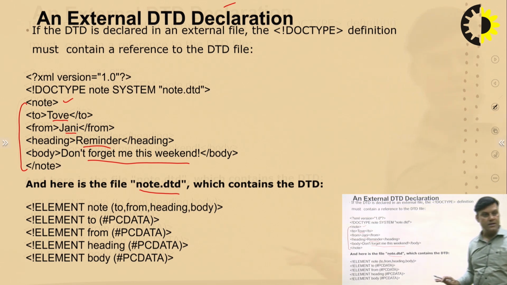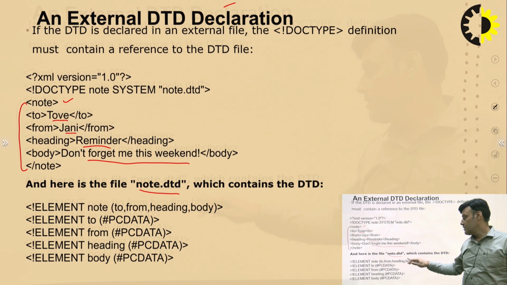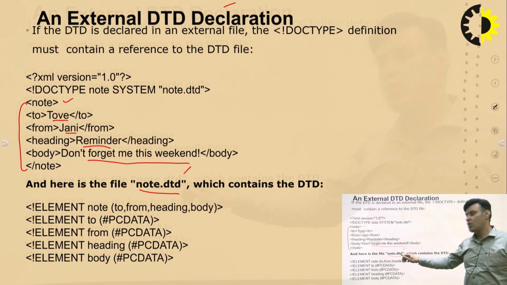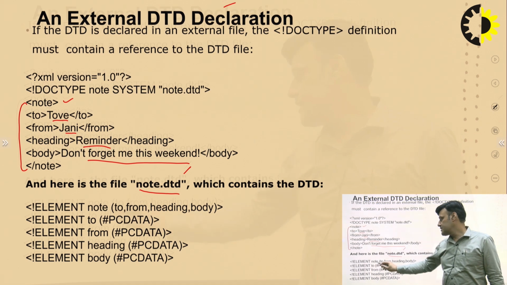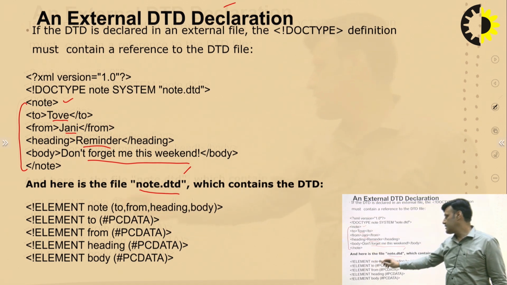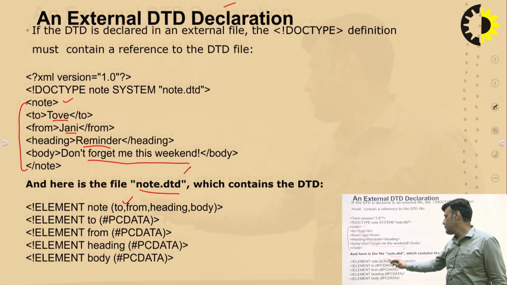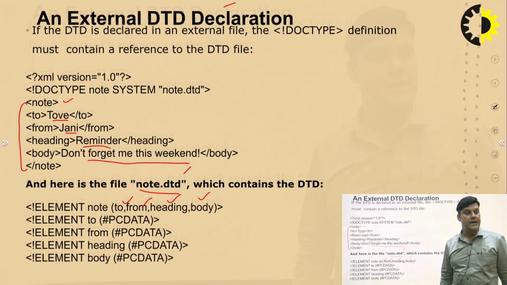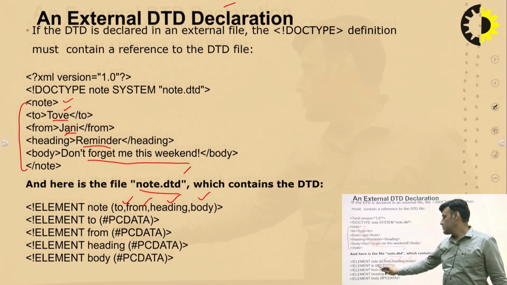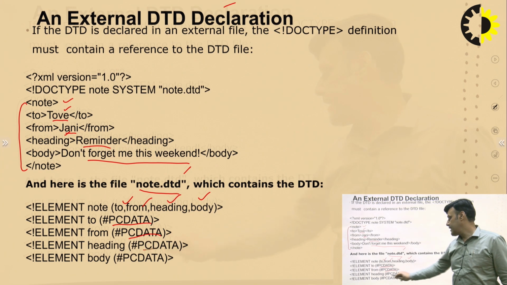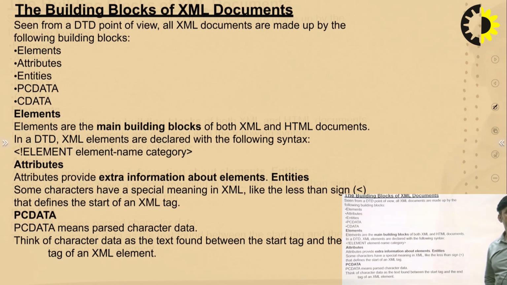So how will this be written in a DTD? We make another file note.dtd, and its document type definition is this: element note. How many elements are there? Tags are there: to, from, heading, body. To will consist of information to, from. So I have written here PCDATA, heading PCDATA, body PCDATA. Okay, this is DTD, right?